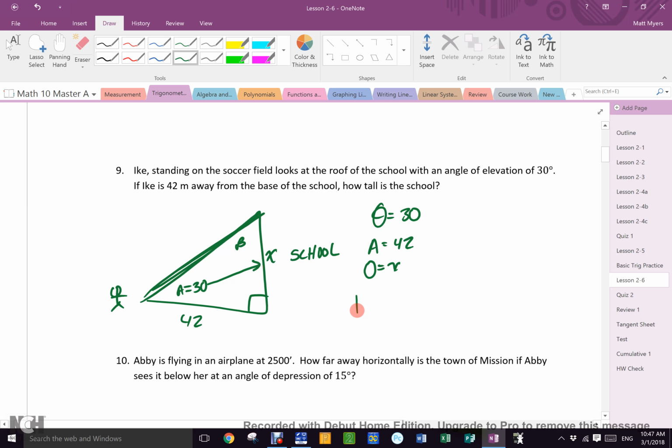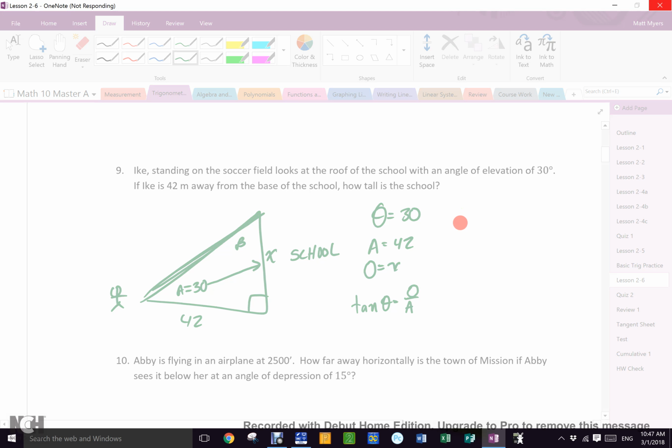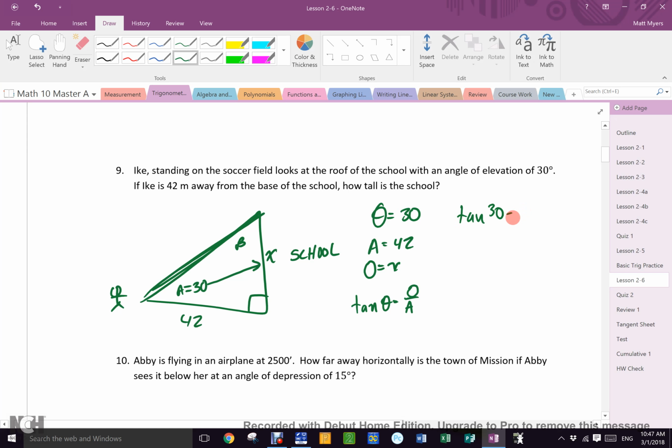Tan. Tan of theta equals O over A. Now, all you've got to do is fill it in. What's theta? Tan of 30 equals O, which is X, over A, which is 42. Number on the bottom, what math do you do? Times. 42 tan 30 equals. And then you have to work that out depending on your machine, right?